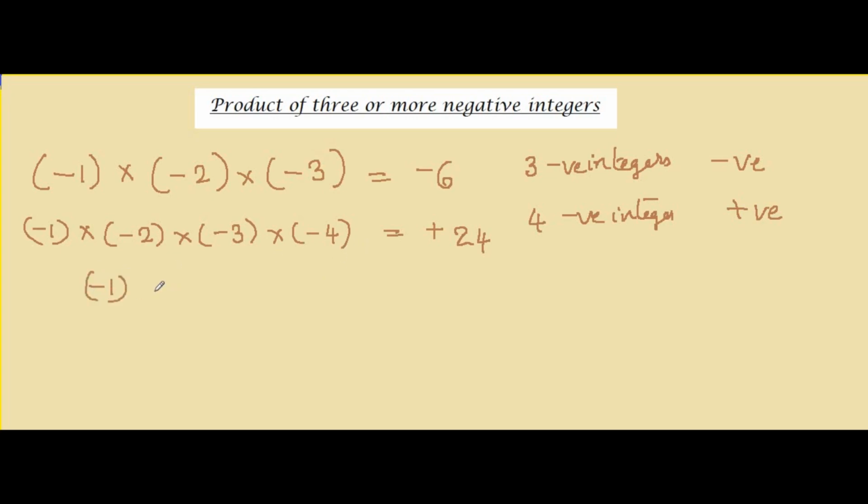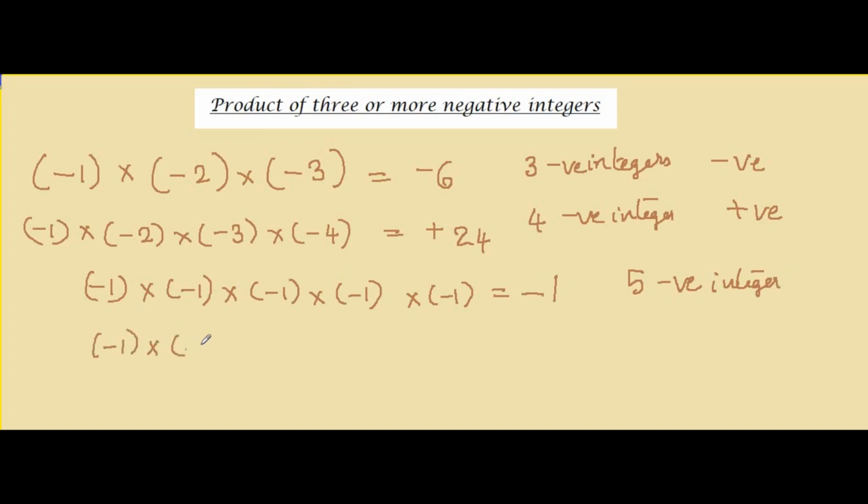Let's take negative 1 times negative 1, and we are multiplying it 5 times. What will be the answer? When you multiply the numbers, it is 1 itself. What about the sign? Negative into negative, positive. Positive into negative, negative. Negative into negative, again positive. Positive into negative, negative. So when you consider 5 negative integers, the answer is again negative.